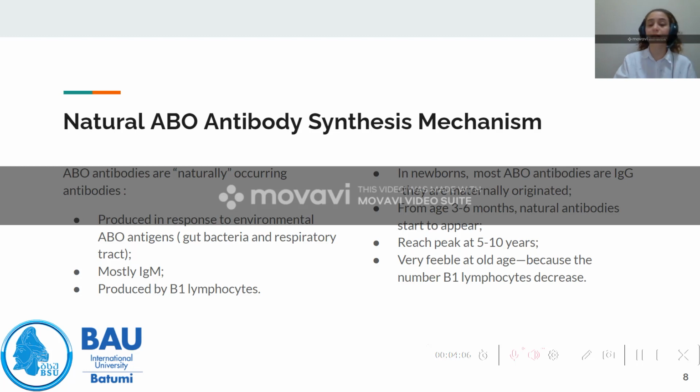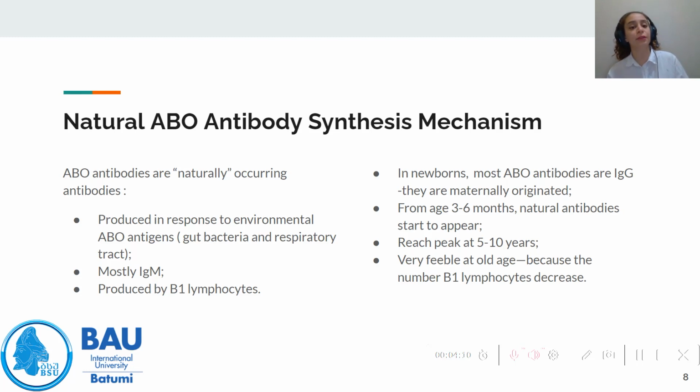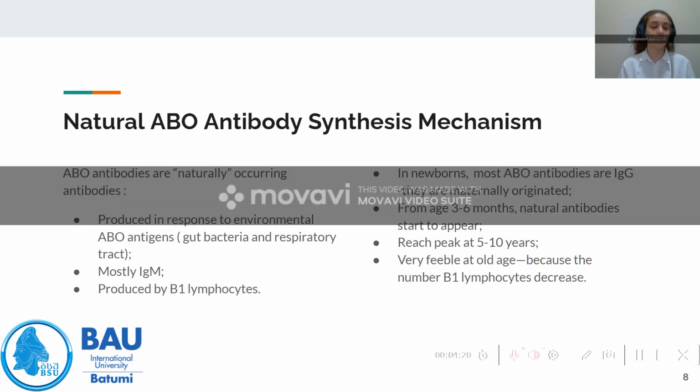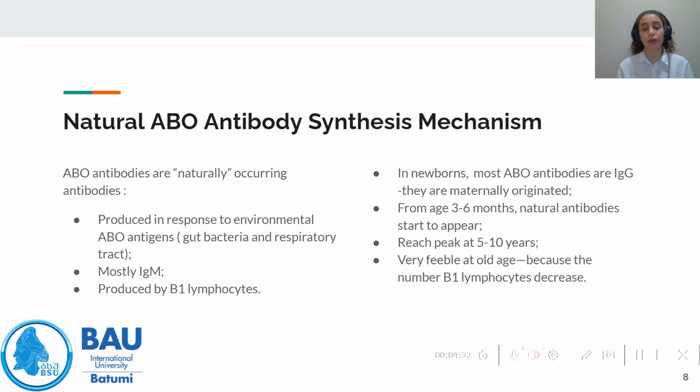Now about the synthesis mechanism of these ABO antibodies. The ABO antibody is one that is called naturally occurring. What that means is that it is produced in response to the environmental ABO antigen, which means they are produced in response to, for example, the gut microbiota or the respiratory tract. And it was shown that most of them are IgM. However, we can also find IgA in the system in small amounts, and it was shown that they were produced by the B1 lymphocytes.